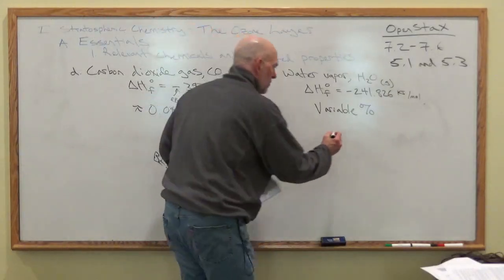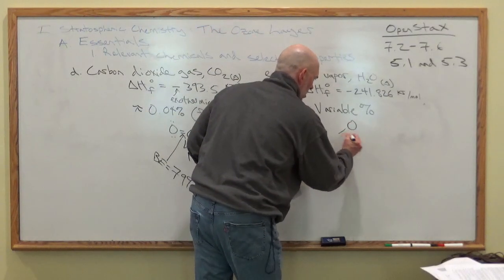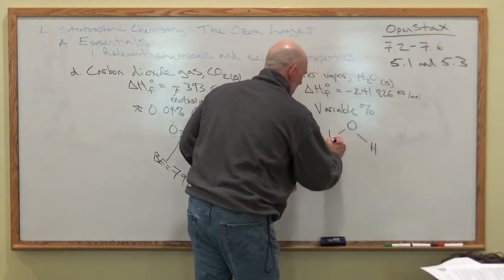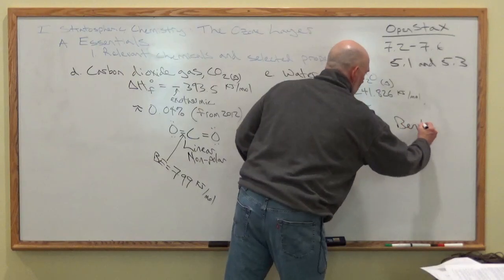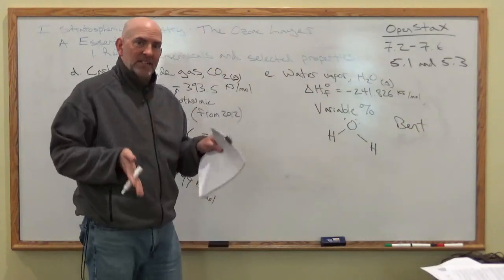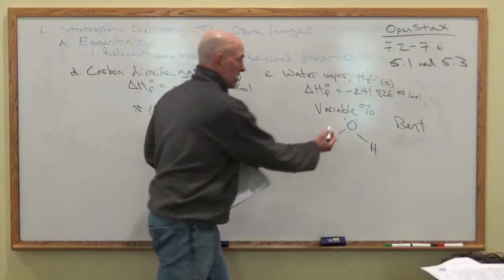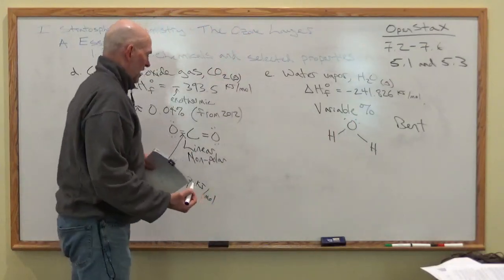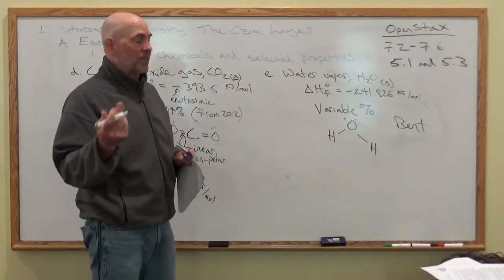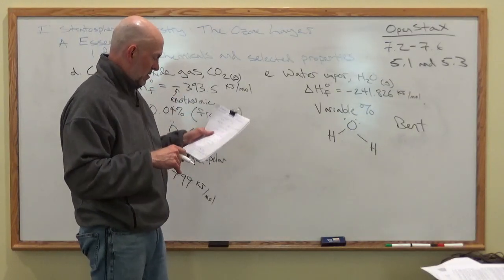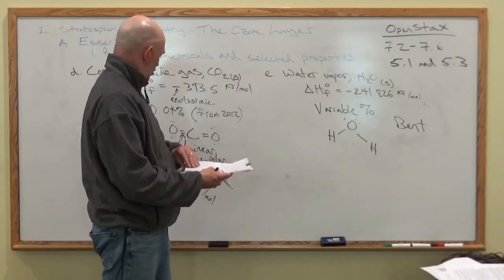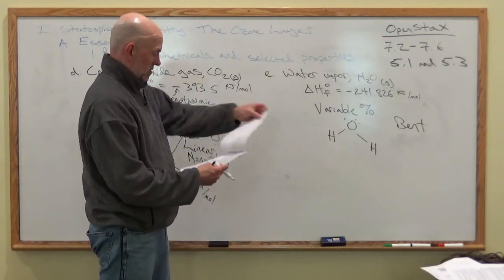Water is, and you may have been hearing about this since middle school. You may instinctively draw water like this, because water is non-linear. It has a bent structure because of these 2 non-bonding pairs of electrons on the central atom. That's stuff you might want to review, but it's not a huge deal for this class. It has a bent structure. What else do I want to say about it?